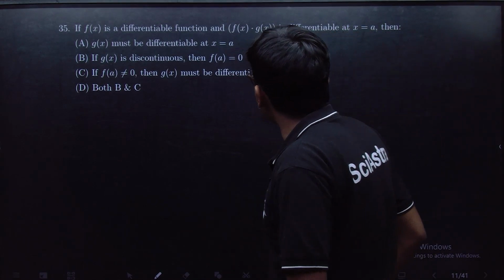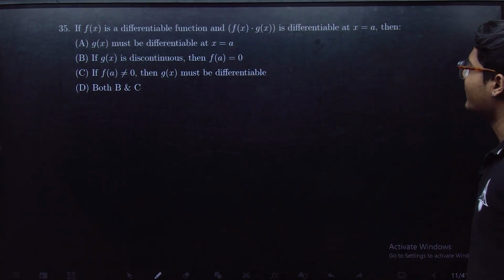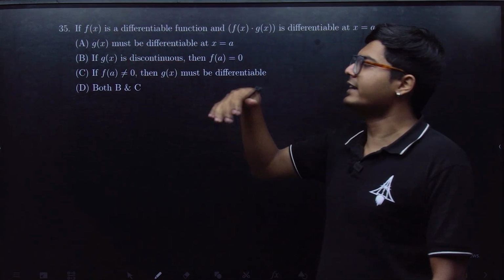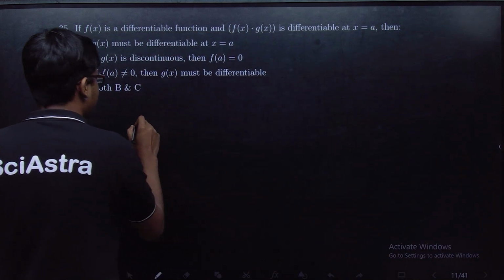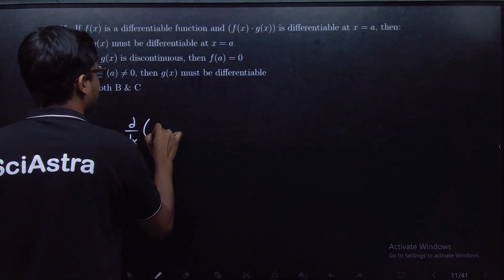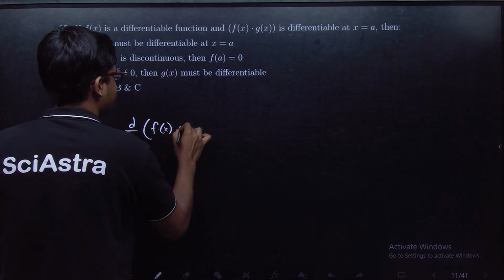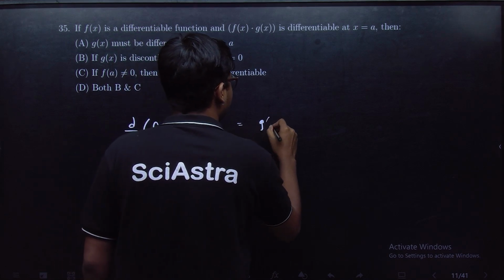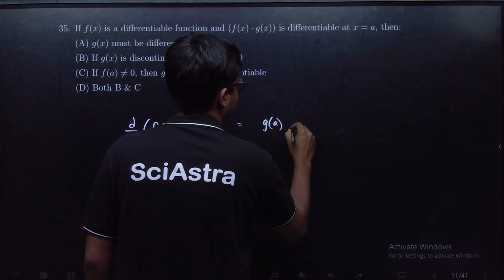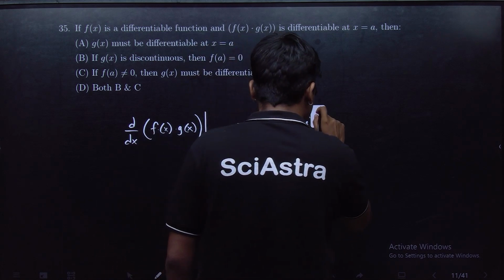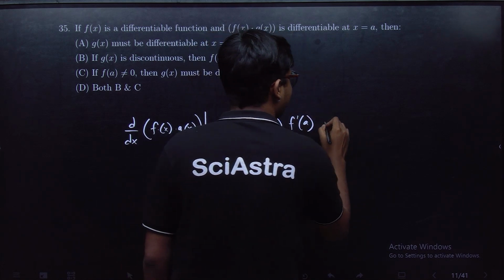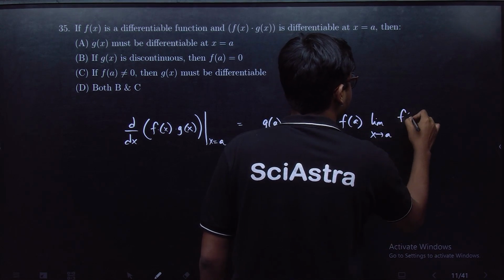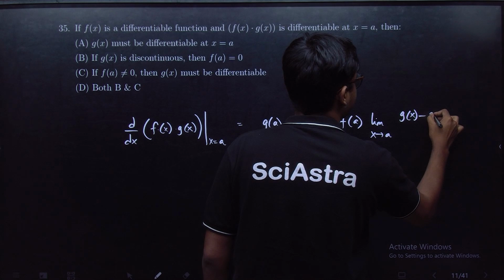Let f(x) be a differentiable function such that f(x) times g(x) is differentiable at x equal to a, then which of the following is true? First thing you'll observe that everything revolves around the differentiability and continuity of g(x), right? So I can write this derivative. It's a weird way of writing it, but this is basically the first principle, that the derivative of f(x) times g(x) at x equal to a is what? It's going to be g(a) times f prime(a), right? Plus, because we are talking about the continuity and differentiability of g, I can write the second part as f(a) times limit x going to a, g(x) minus g(a) divided by x minus a.